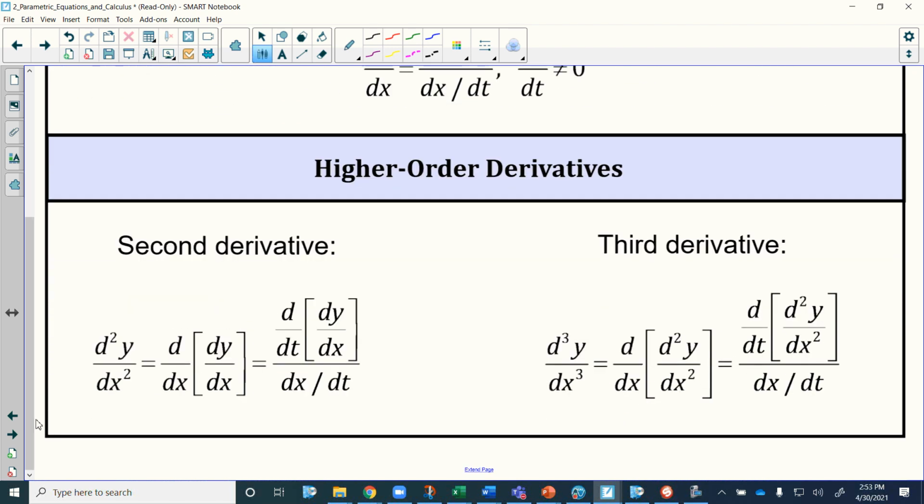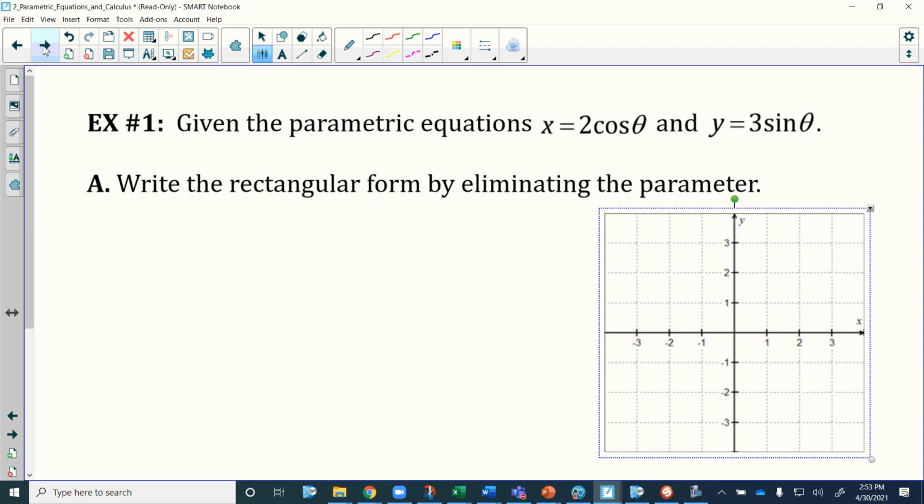And here we're kind of seeing what we would do for second or third derivatives. If you, for some reason, need to do those, there are the templates to help you out with it. We did a second derivative example already.